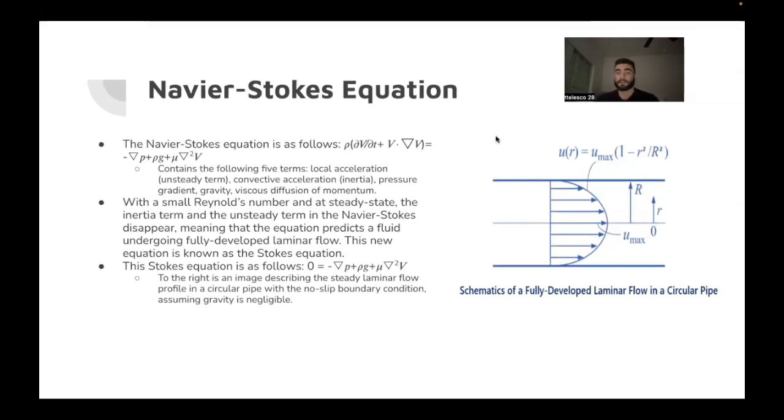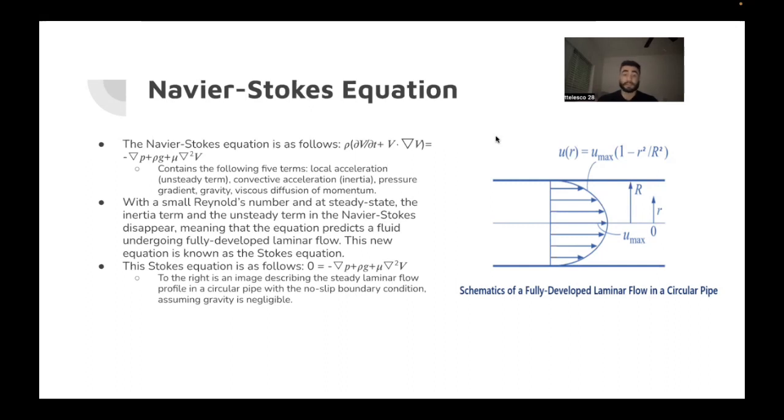So before we delve into the later concepts pertaining to flows in porous media, we should first remind ourselves of the Navier-Stokes equation, and it is as follows on screen. It contains 5 terms: the local acceleration, or the unsteady term, the convective acceleration, or the inertia term, the pressure gradient, gravity, and the viscous term.